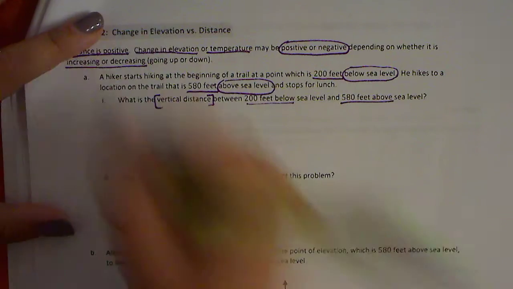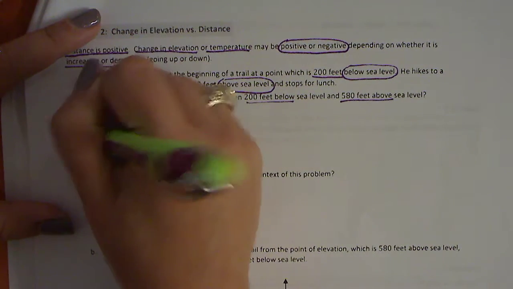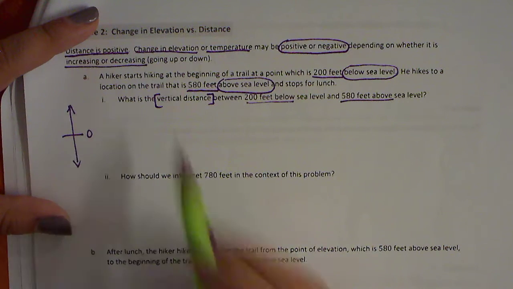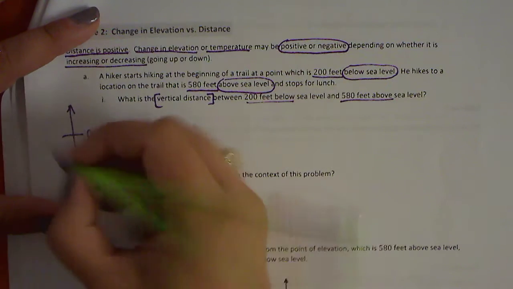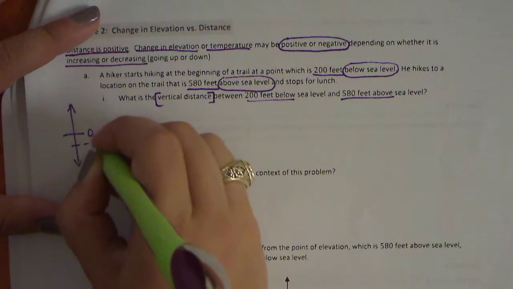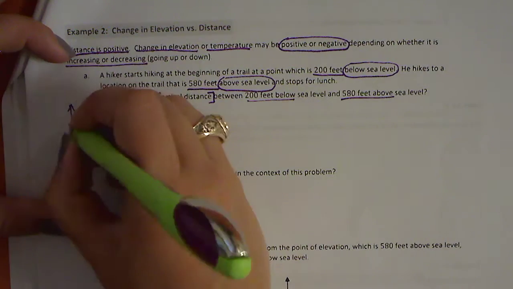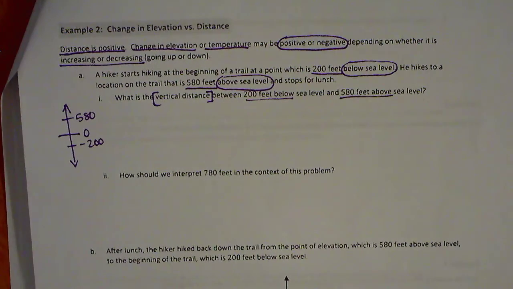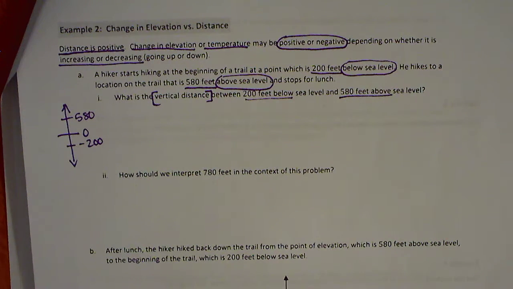I'm going to draw a picture just to help myself, a little vertical number line with sea level in the middle, so that's 0. He started at 200 feet below sea level. That's going to be a negative 200. And he hiked to 580 feet above sea level. That's going to be a positive 580. Then they want me to find the vertical distance between the two.